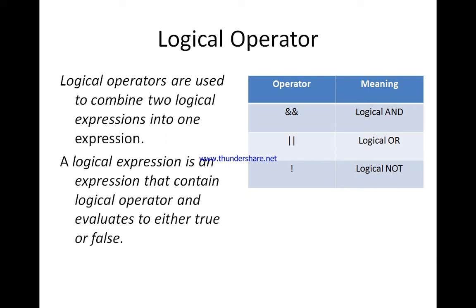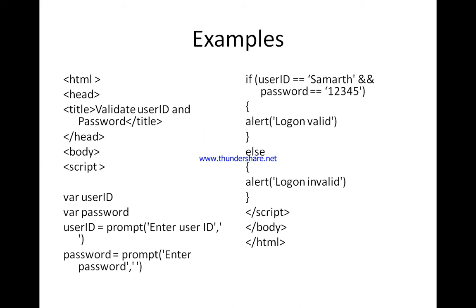Okay, now here if you see logical and, so logical and will be true when both the expressions are true, and logical or will be true when any one of the two, at least one of the expressions, is true, and logical not will be true if the original expression is false, and logical not will be false if the original expression is true. So these are the logical and, logical or and logical not operators. Now let us see examples.